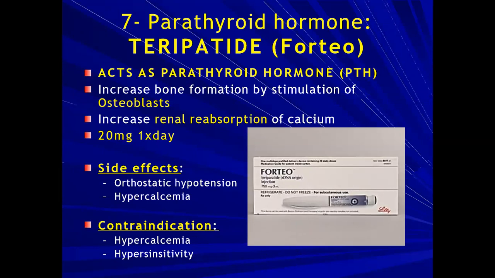The other one now is parathyroid hormone preparations like teriparatide. Teriparatide acts as a parathyroid hormone, increases bone formation by stimulation of osteoblasts, and increases renal absorption of calcium. The dose of teriparatide is 20 micrograms once per day. Side effects are that it can cause orthostatic hypotension and hypocalcemia. Contraindications are hypercalcemia and hypersensitivity.